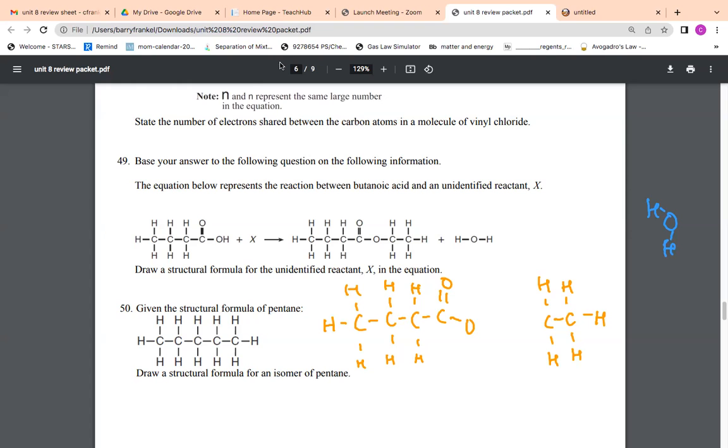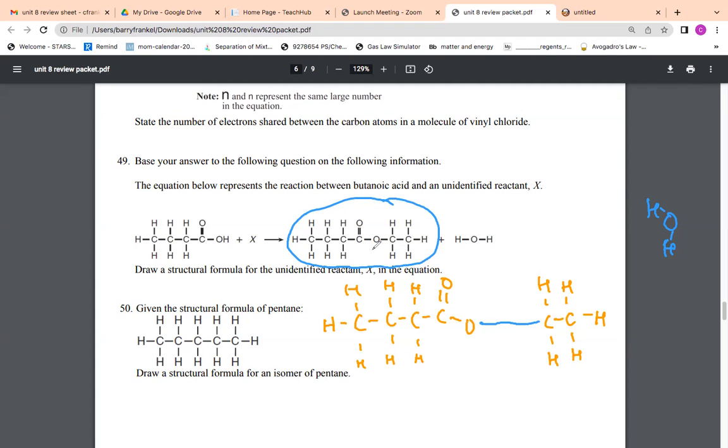Now we can see here that this oxygen is not happy. Oxygen likes to have 2 bonds. This carbon is not happy. It only has 3 bonds, but likes 4. So what happens? These 2 things attach, and that is how we end up with that ester. That is ethyl butanoate. Okay.